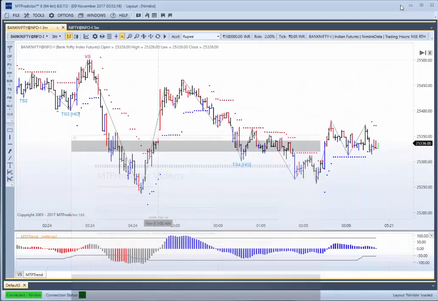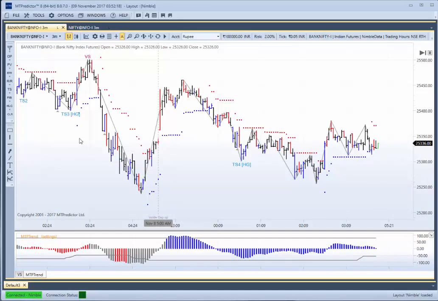Right, let's have a look at some charts. So today I'd like to have a look at the BankNifty over there in India and show you a great example from yesterday, which was November the 8th.